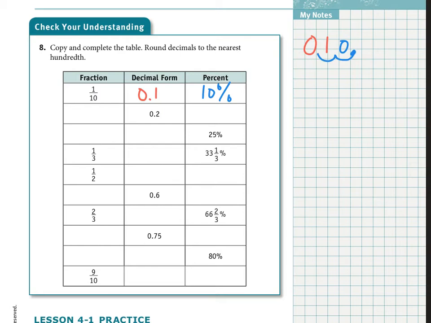1/10, 10%. The next row, we have 0.2. Let's change that to a fraction, which is what we've been doing. We take the digit after the decimal, and since there's only 1 digit, the denominator is 10. It's 2/10, and we know that is reducible. Divide them both by 2, and we get 1/5. To change to a percentage, we move this decimal 2 places to the right. So it was 0.2. If we move that to the right twice, the decimal's now there, and we have to fill in a 0. This is now 20%.